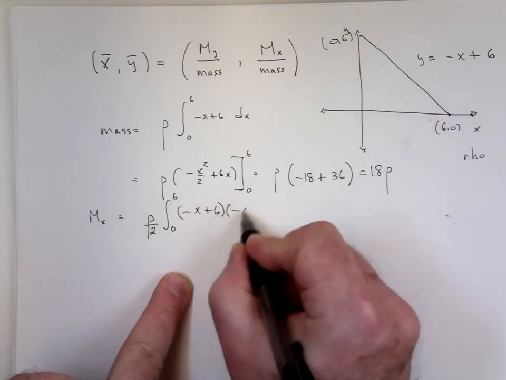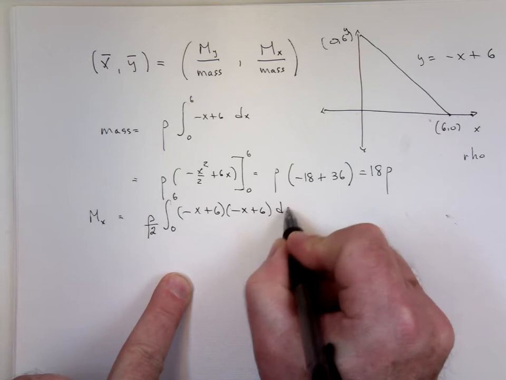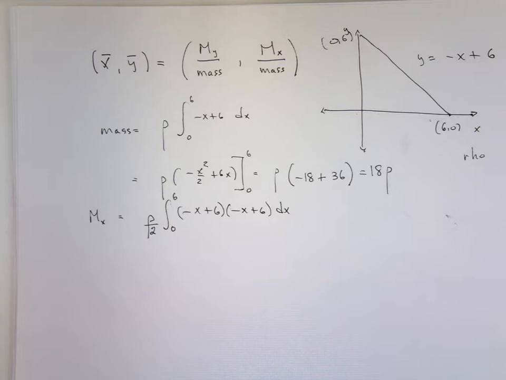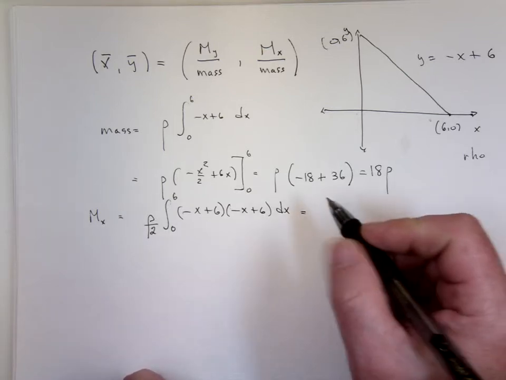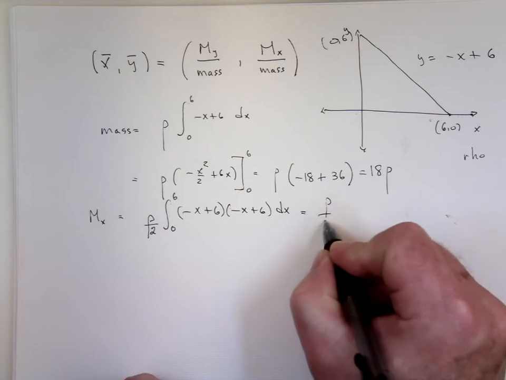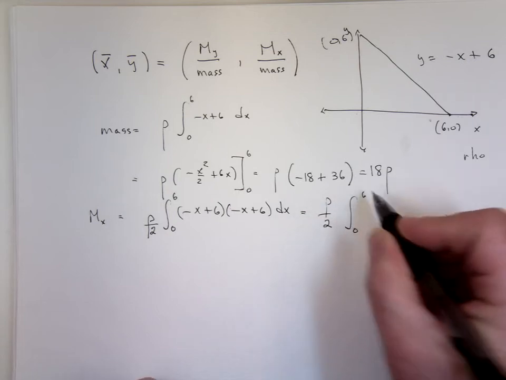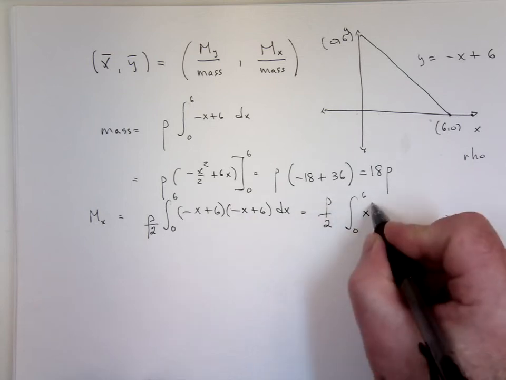The bottom function here is 0. Okay? The next example won't be 0 anymore. We'll do something else. We'll make it more complicated, more challenging. So, the moment from the x-axis is equal to rho over 2, the integral from 0 to 6, x squared minus 12x plus 36.